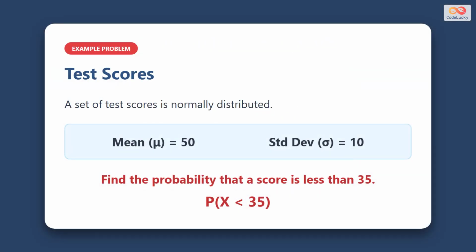Let's look at an example. Suppose we have a set of test scores that are normally distributed with a mean of 50 and a standard deviation of 10. We want to find the probability that a randomly selected score is less than 35.